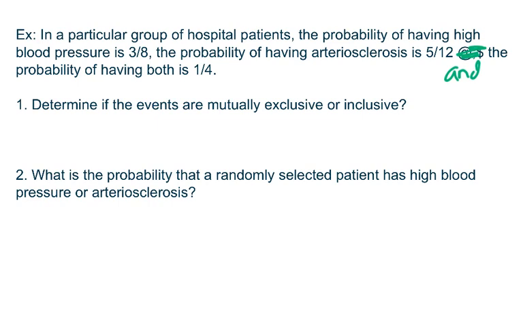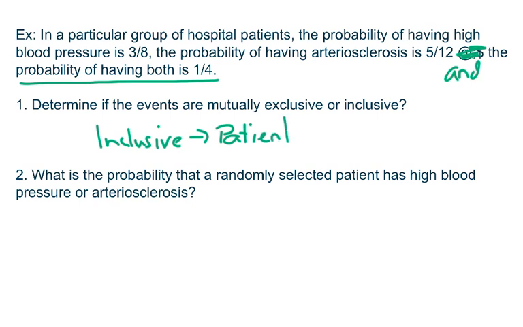Number one, determine if the events are mutually exclusive or inclusive. Well, it says probability of having both is 1/4. If it was 0, then it would be mutually exclusive. But since you can have both, I would say this is an inclusive event. This is an inclusive situation, because patients can have both. Okay, so it's an inclusive situation.